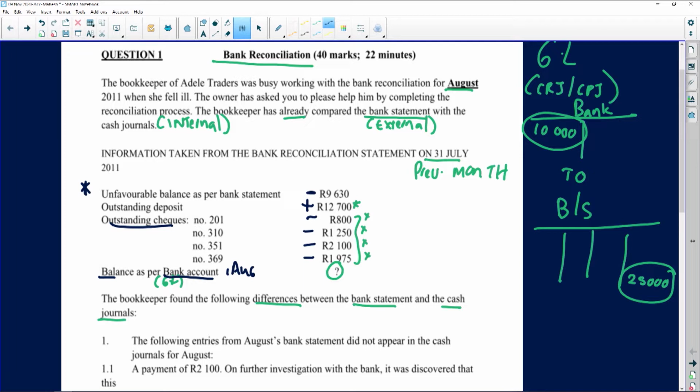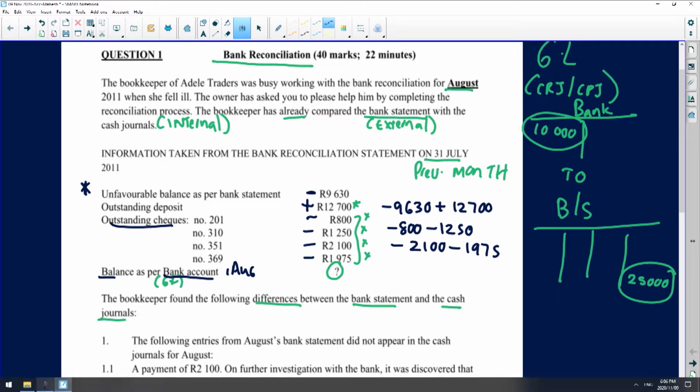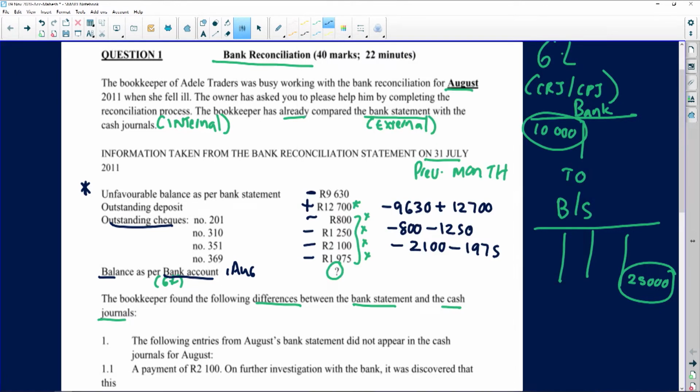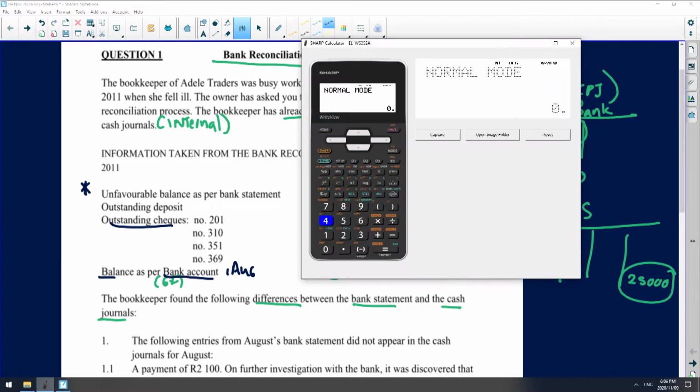Right, so if I had to write this down, I've got a negative 9,630 plus 12,700. I know you guys can see this, but I'm just rewriting it for you. Minus 800, minus 1,250, minus 2,100, and then finally minus 1,975. Right, so let's get our calculator out and let's now work this amount together.